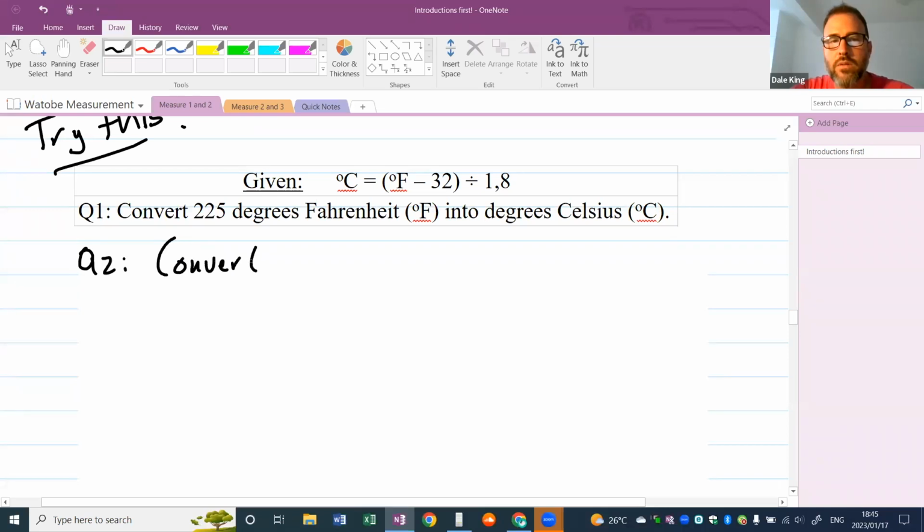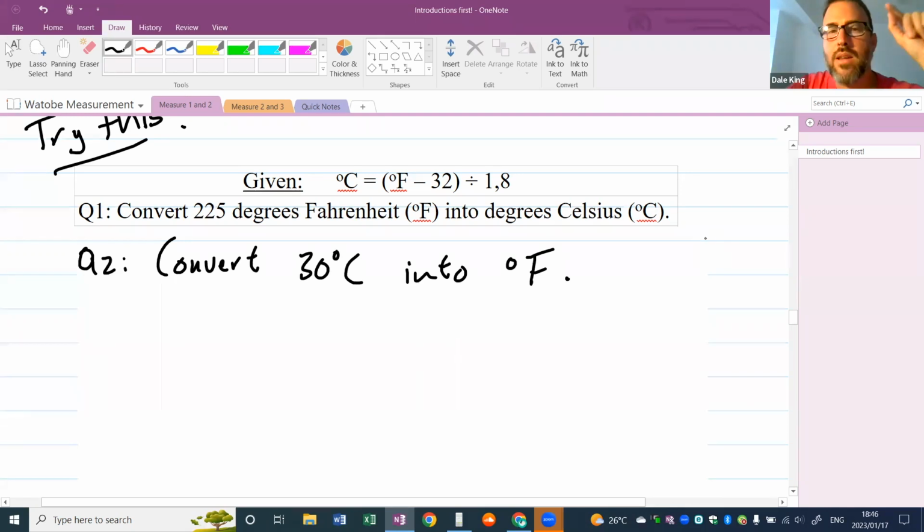Convert 30 degrees Celsius into degrees Fahrenheit. And what if this was the only formula they gave you? Now, usually they will give you a new formula, but I want to see if you guys are smart enough. And how would you deal with this?